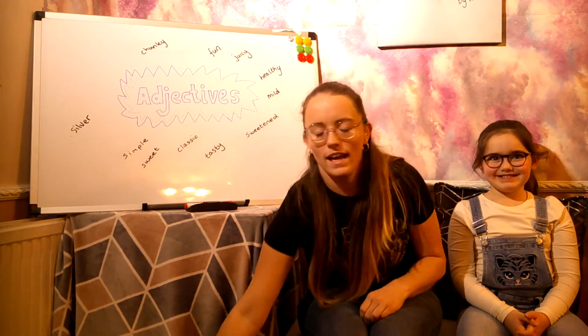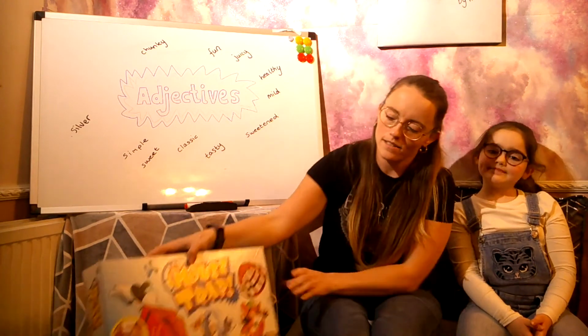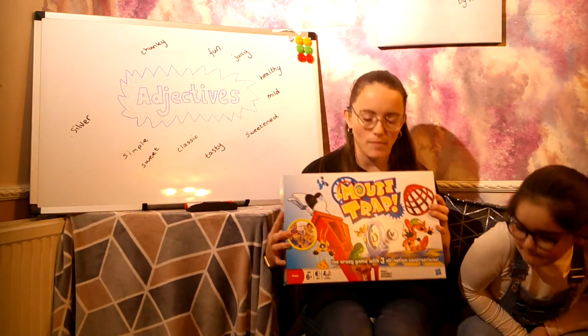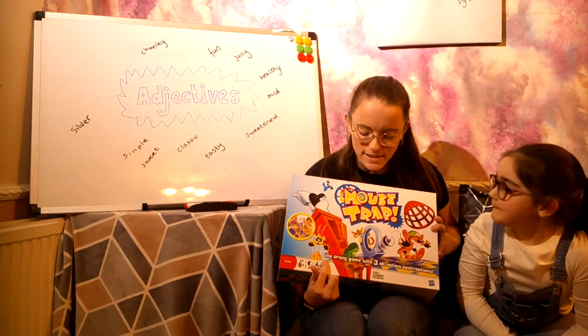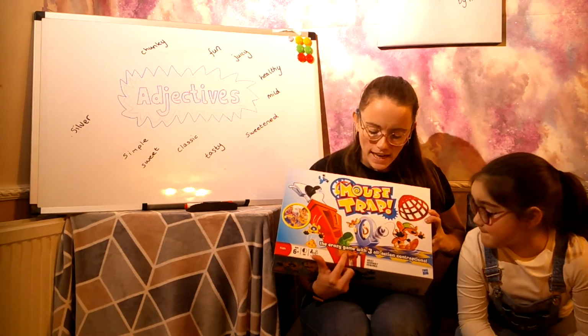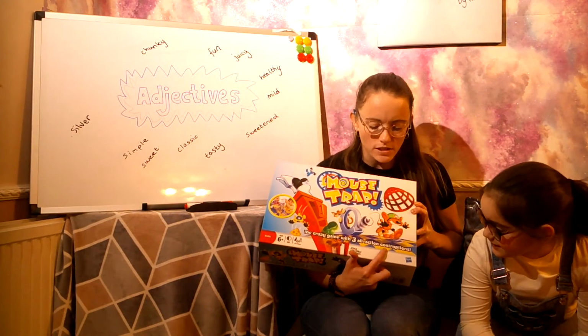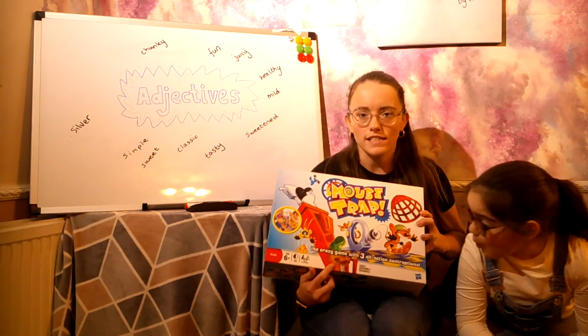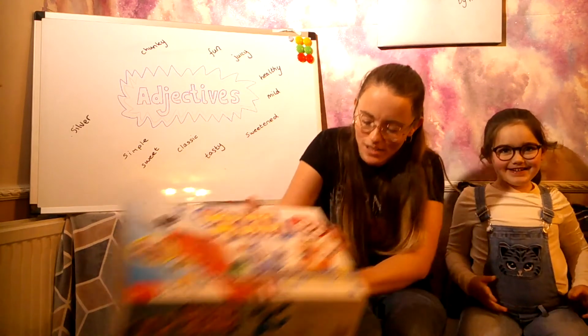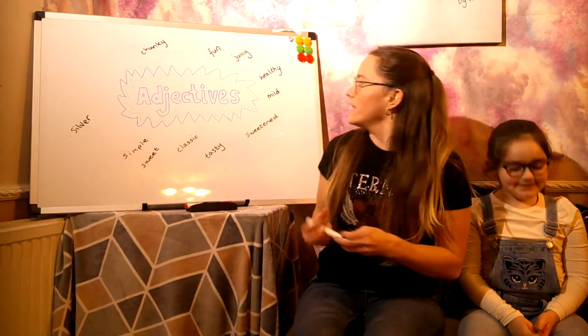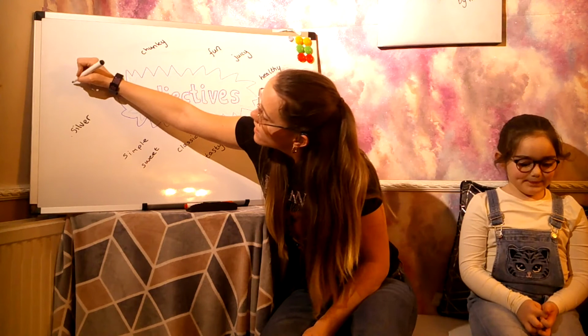Now I have my next item. It is our family mousetrap game. And right here at the bottom it says the crazy game with 3 all-action contraptions. The adjective there is crazy. Crazy. It is. So let's write the adjective crazy.